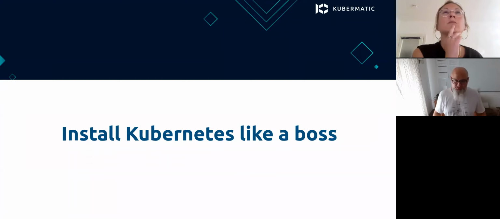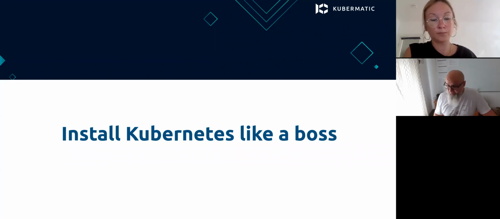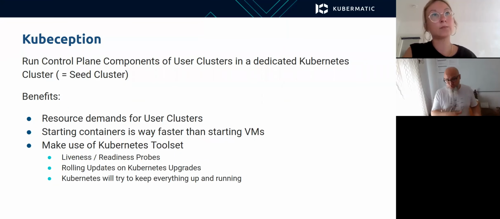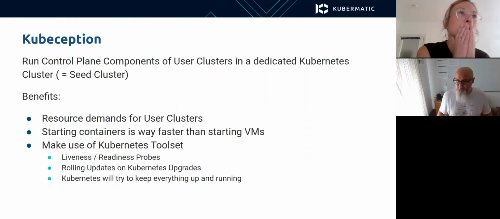Now, installing Kubernetes like a boss. As we have seen, installing Kubernetes manually is a lot of work, and so we need some automation. So we decided to go with containers. So we used kubeadm to install our cluster, and the cluster components got started via static pod manifests. But you even can go further, and there's something which is called kubeception. And kubeception means you're running the control planes of your user Kubernetes clusters in a very specific Kubernetes cluster, which let's call it seed cluster, which means you run the control plane components also as containers, but they are managed by Kubernetes itself. And this is exactly what we are doing at Kubermatic with KKP.